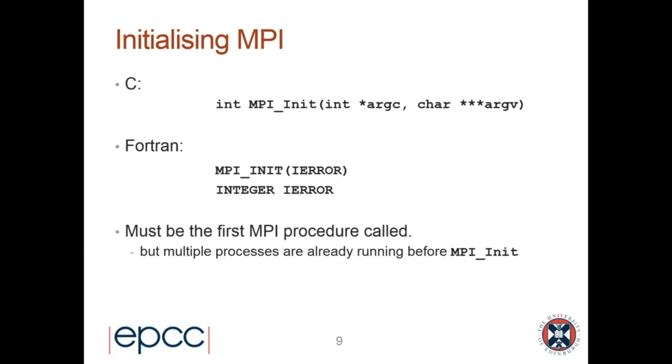However, it does not create the MPI processes. The multiple MPI processes are created at launch time. When you do mpirun, that creates multiple MPI processes. When you call MPI init, all it does is allow them to talk to each other. So MPI init does not create the parallel processes, it just allows them to talk to each other.